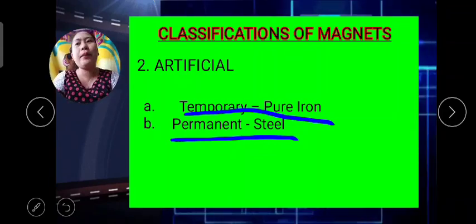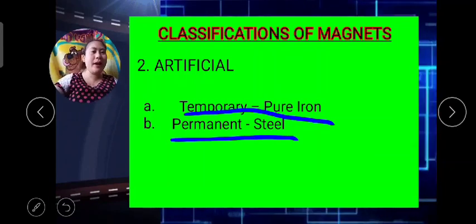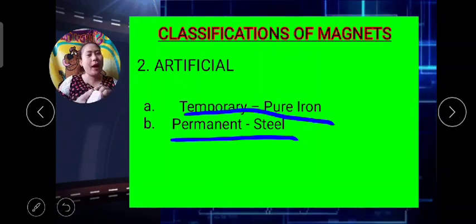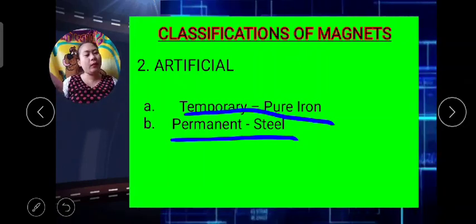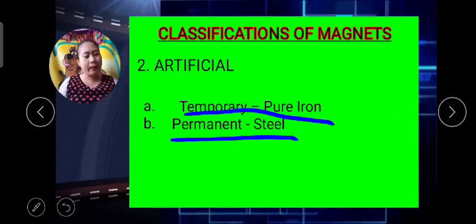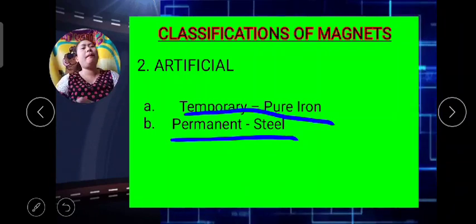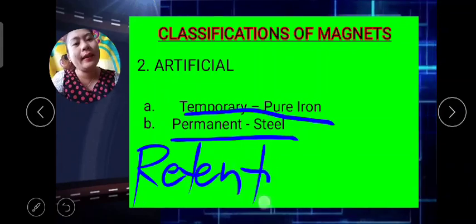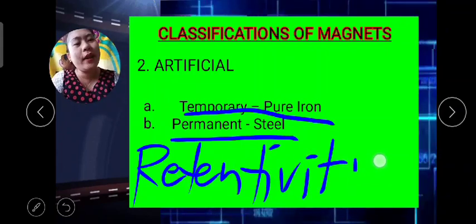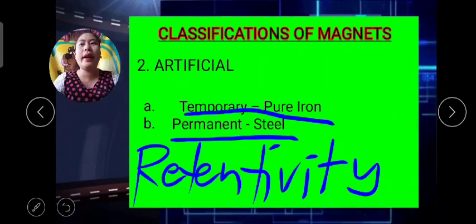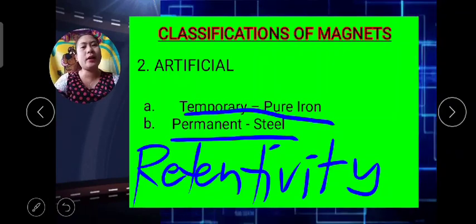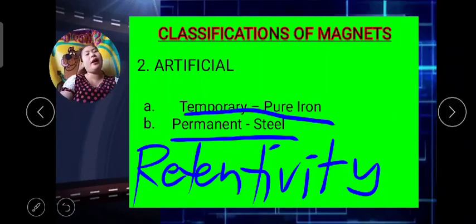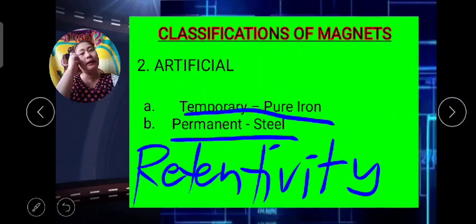Why is there temporary and permanent? When we say permanent, once you attach it, it is hard to remove. When it is temporary, once you attach it, it comes off easily. That is what we call temporary and permanent. Why do they classify them this way? That is because of the term retentivity. Retentivity is the ability of magnetic materials to retain magnetism after they have been magnetized. That's why it is classified as two, permanent and temporary.